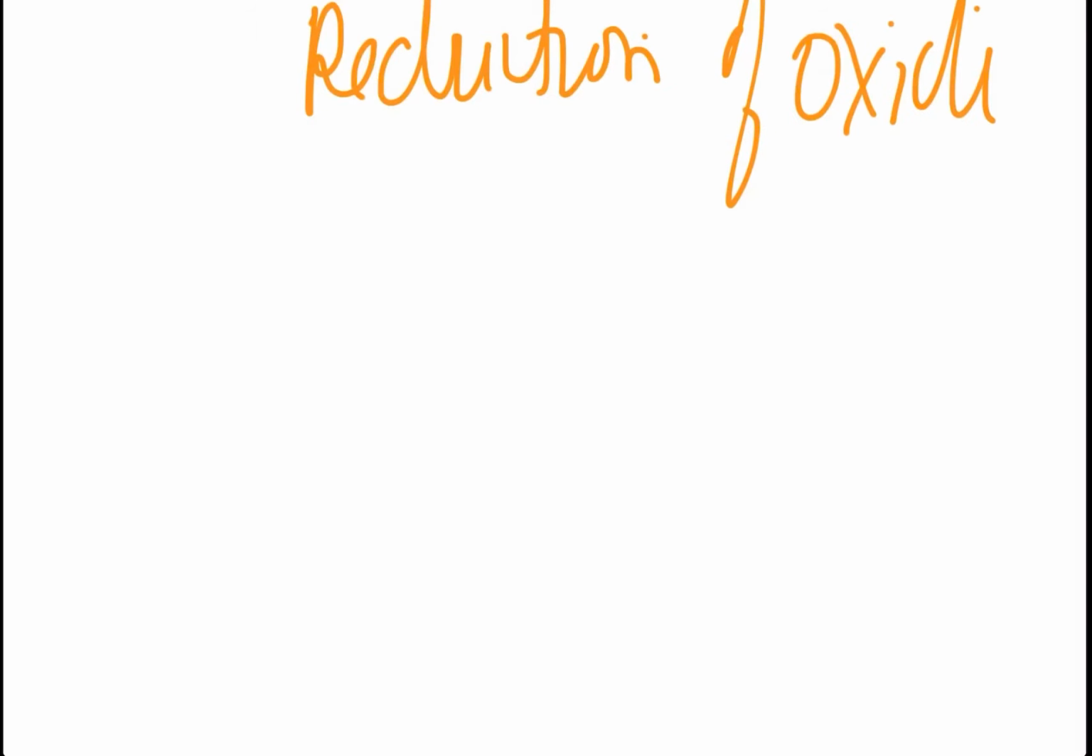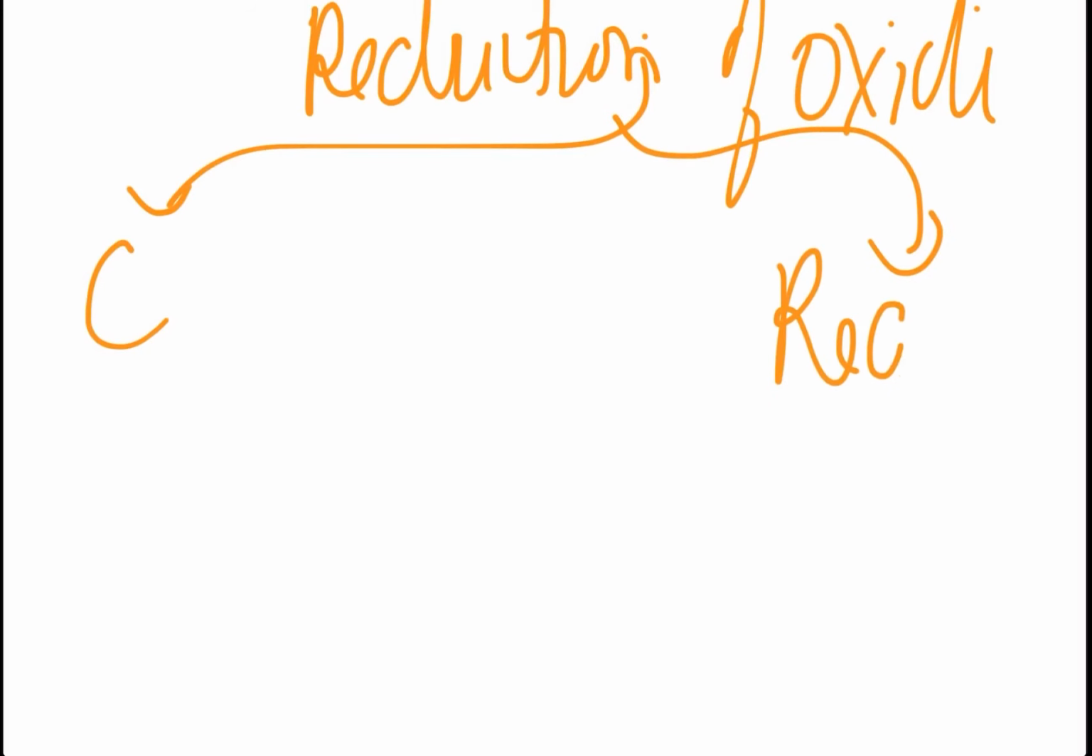After this, the next term is the reduction of the metal oxide. Reduction of oxide to metal is done by a reducing agent. This reducing agent can be carbon, which is a very good reducing agent, or it can be a more reactive metal, which will displace the metal from its oxide.